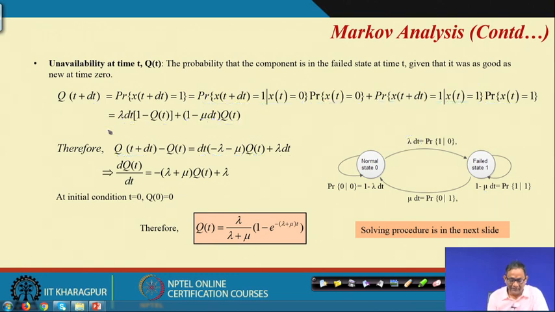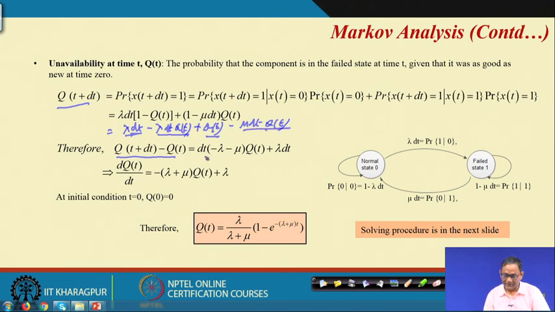If you are not understanding, I am writing this one: this will be lambda dt minus lambda dt q(t) plus q(t) minus mu dt q(t). So, what have you done there? This minus this is written there. Then you see dt lambda is there, dt lambda q(t) is there, dt mu q(t) is there. So, minus and minus. So, minus (lambda plus mu) dt and q(t), then one lambda dt is here.